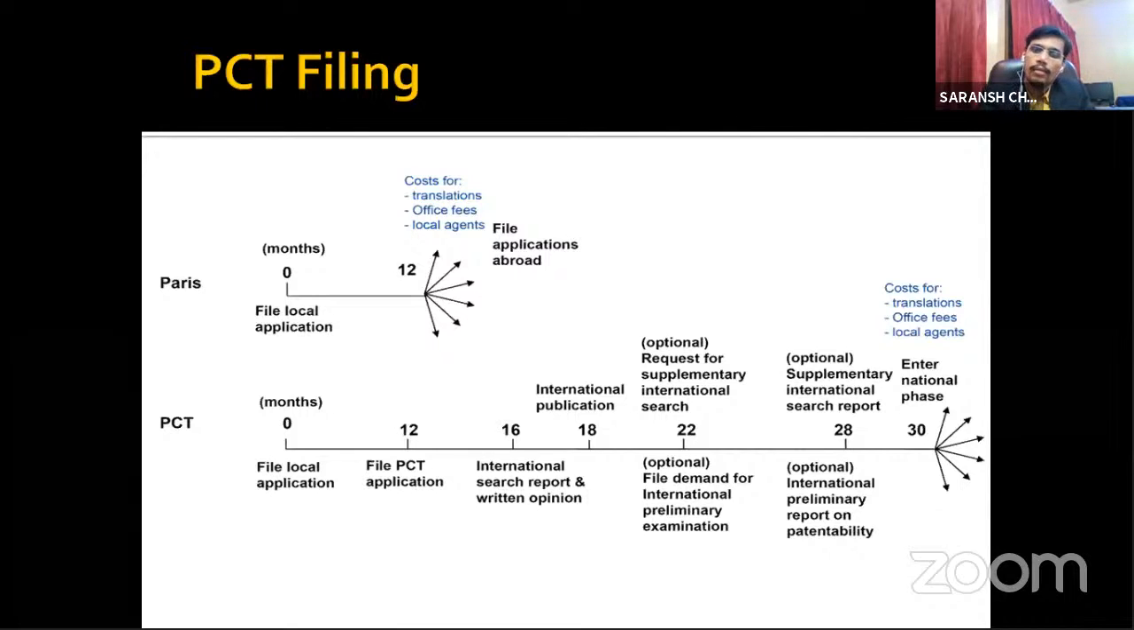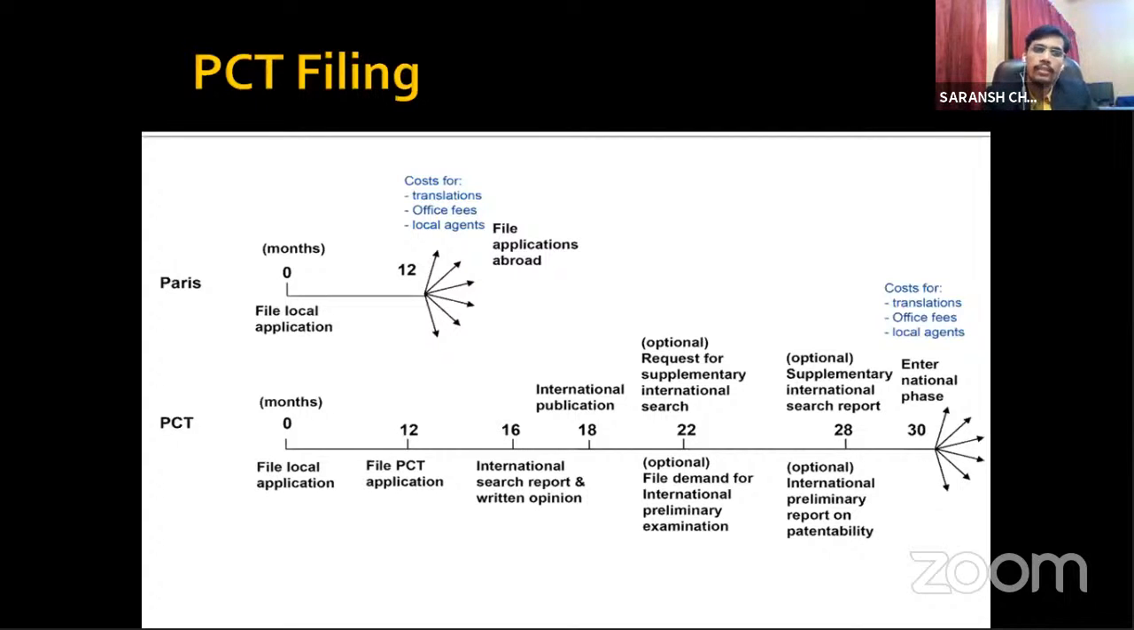And then the 30-month international phase. So even if you file a local application and a PCT application in Delhi, after getting the international publication, you think that your application is very good for Japan, you go to Japan, no issues, you can enter Japan within the 30-month period. The 30 months is always variable. The US and some countries follow 30 months, India follows 31 months, right? So 30 months is the time duration to file a national phase registration. You have to enter the national phase registration, right?